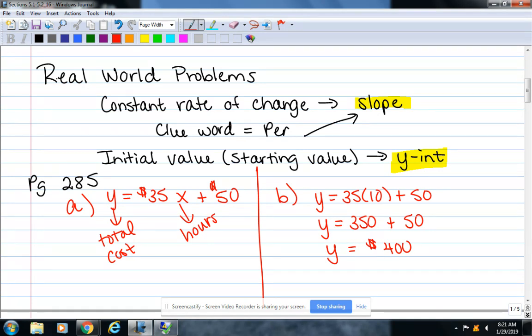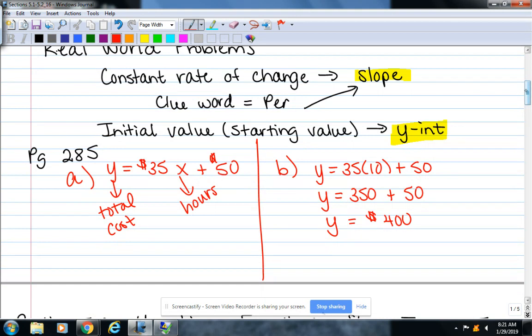Okay, so what if they're in there for 20 hours? How would I figure that? Put 20 in for X. What if we're in there for 5 hours? Put 5 in for X, okay? So this right here is 35 gets multiplied by whatever number of hours you have. Does that make sense? All right, good job. Look for those clue words. Keep that handy. Highlight it in your notes or something because it will come in handy, including on today's assignment.